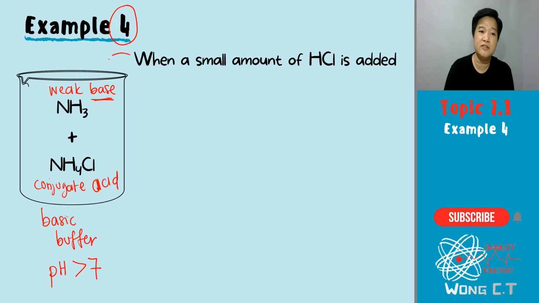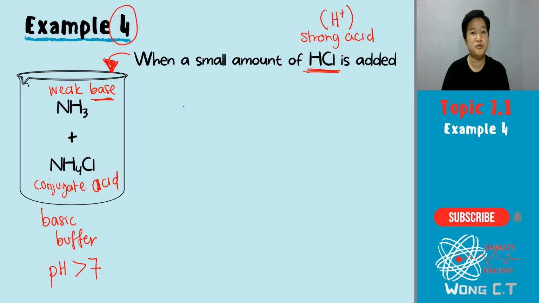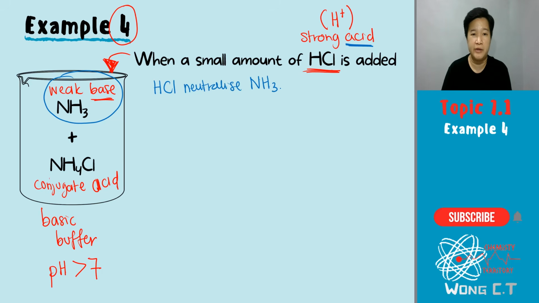So right now, the change is I'm adding in a small amount of my strong acid. So, a small amount of hydrochloric acid is obviously your strong acid. Knowing that strong acid means the presence of H+, okay? By now, you should know who will be used to neutralize the hydrochloric acid. Hydrochloric acid is an acid, quite obvious, I guess. Therefore, who will be used to neutralize it? Obviously, the base. Agree? So, hydrochloric acid will be neutralized by my ammonia, which is my weak base.